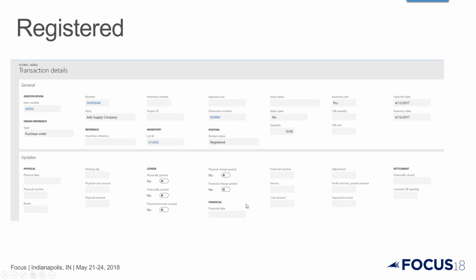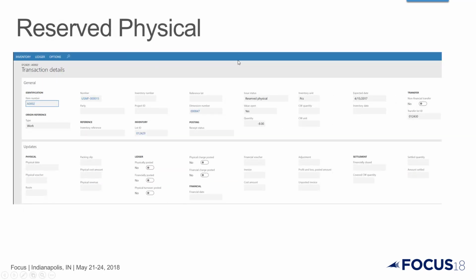Here's your registered process. As you can see, there's no updates needed to this, but it effectively says I've registered. And this is what the purchase order I registered against. And by the way, it does create ledger transactions. It's just not the receiving transaction yet. And it does reverse amount. Here's your reserve physical. There's no ledger posting here whatsoever.